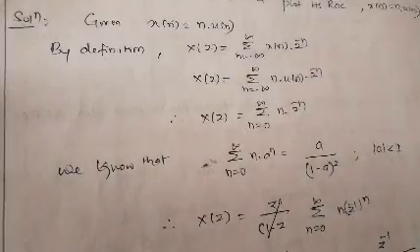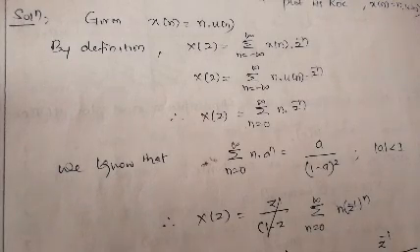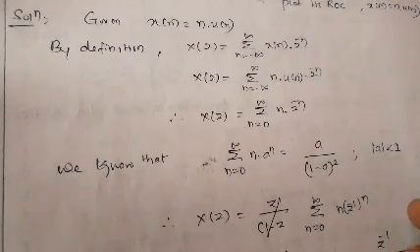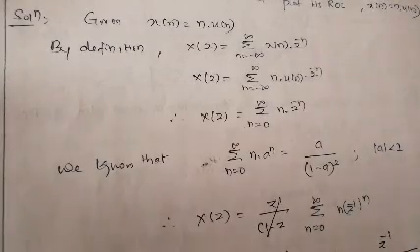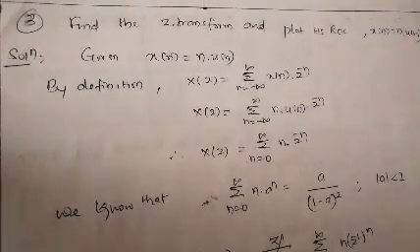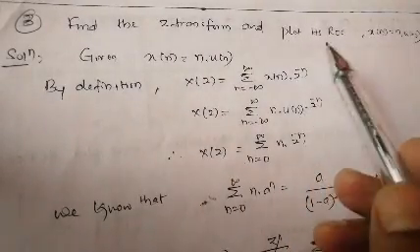Hi friends, in the last video we discussed finding the Z transform of the unit impulse function, as well as the Z transform of the unit step signal. In this video we are going to discuss some more examples on Z transform, representation of ROC, zeros and poles on the Z plane. Next problem is find the Z transform and plot its ROC.